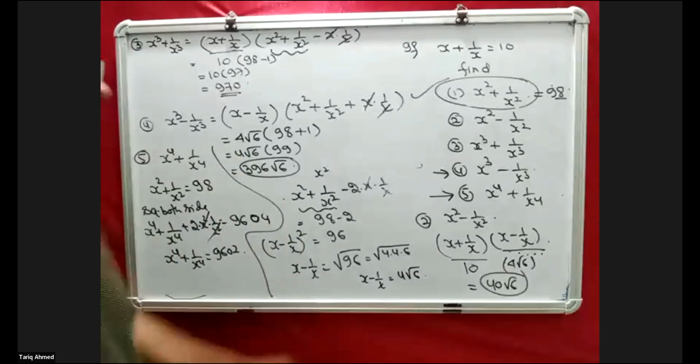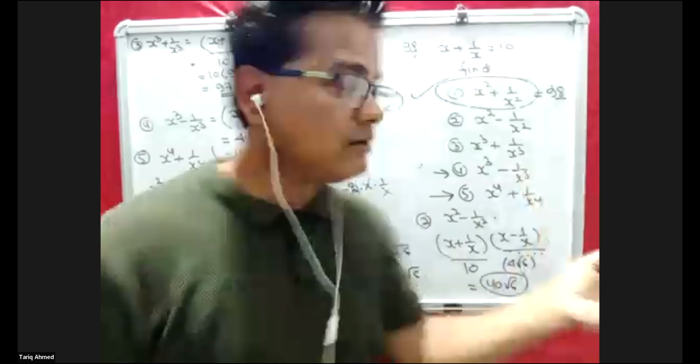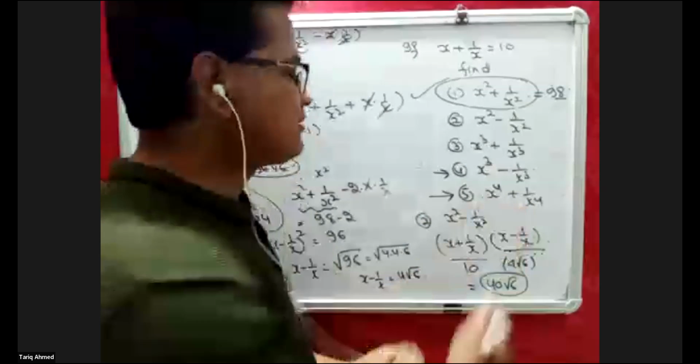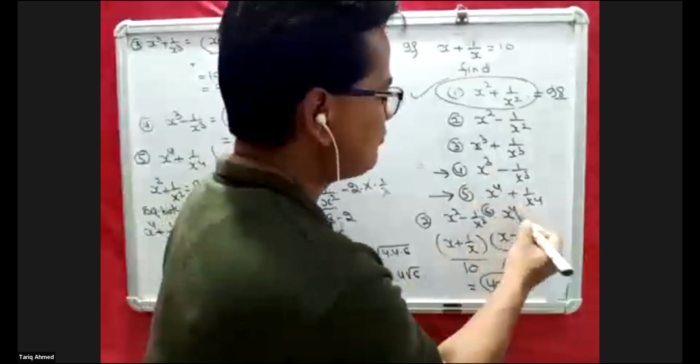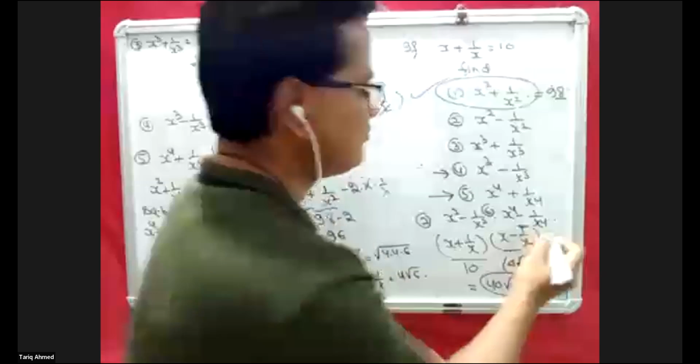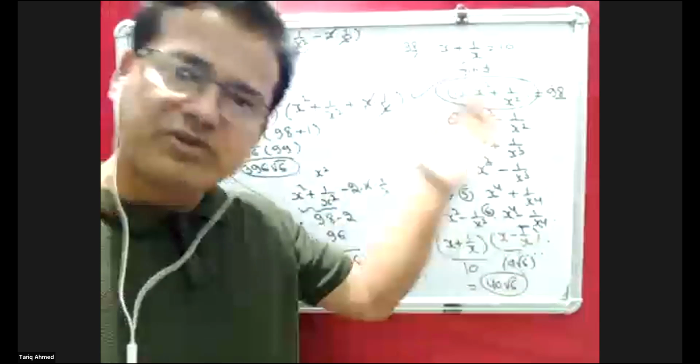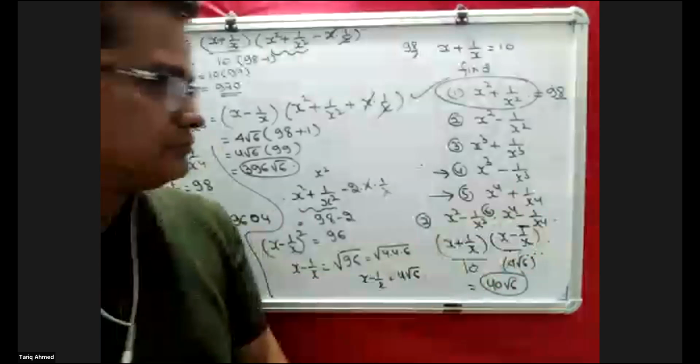See, many questions are there based on this. Even a sixth one may be asked, x to the power 4 minus 1 by x to the power 4. This is also asked. So using the same rule, we have to find its value.